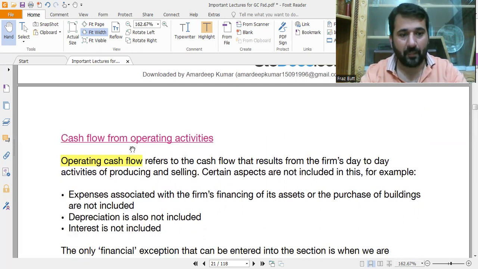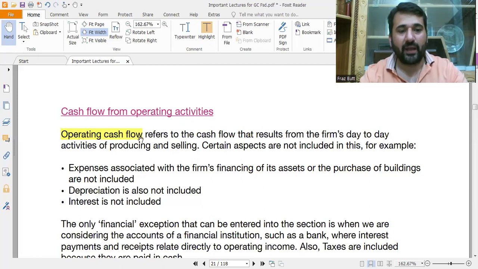First, these are the three categories which are used in cash flow. First one is operating activity. Operating cash flow refers to the cash flow that results from a firm's day-to-day activities of producing and selling. For example, a firm is selling ballpoints. On a daily basis, ballpoints are manufactured in the firm and sold in the market. So the cash generated from the sale and purchase of the ballpoints is included in the operating cash flow.